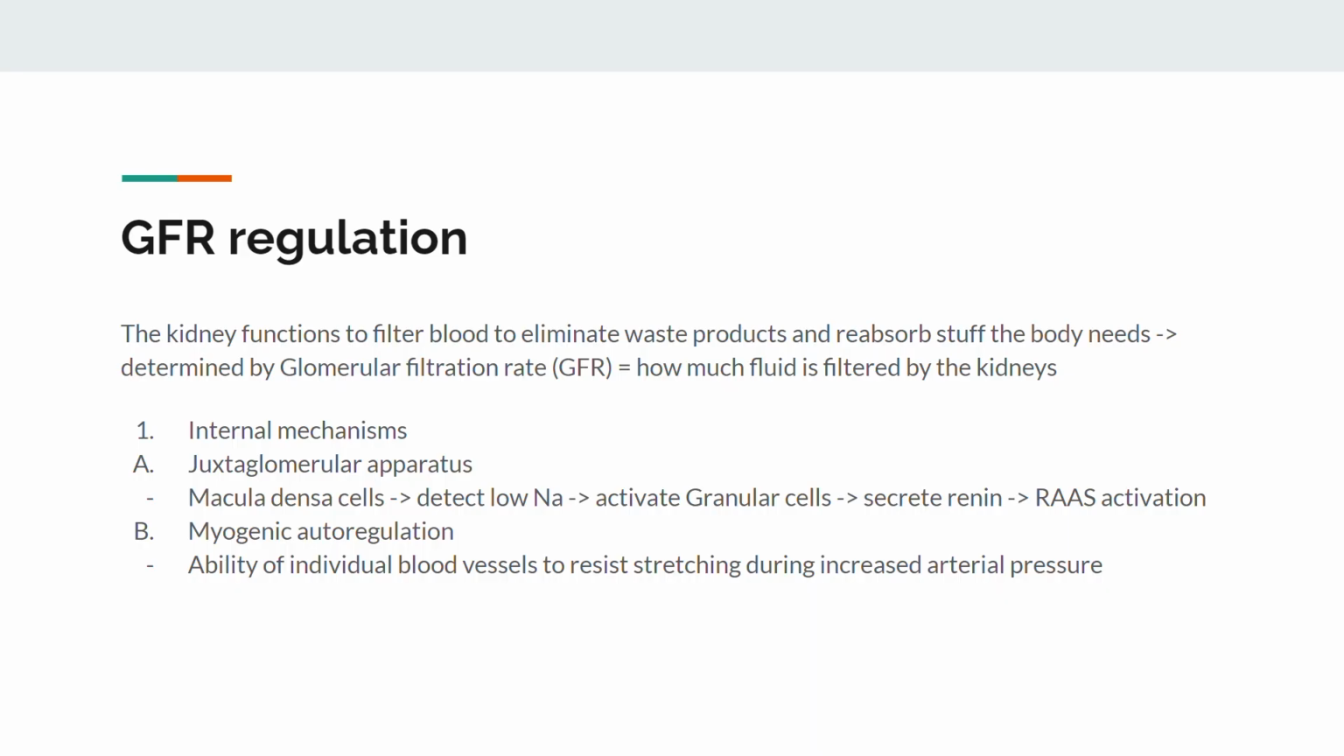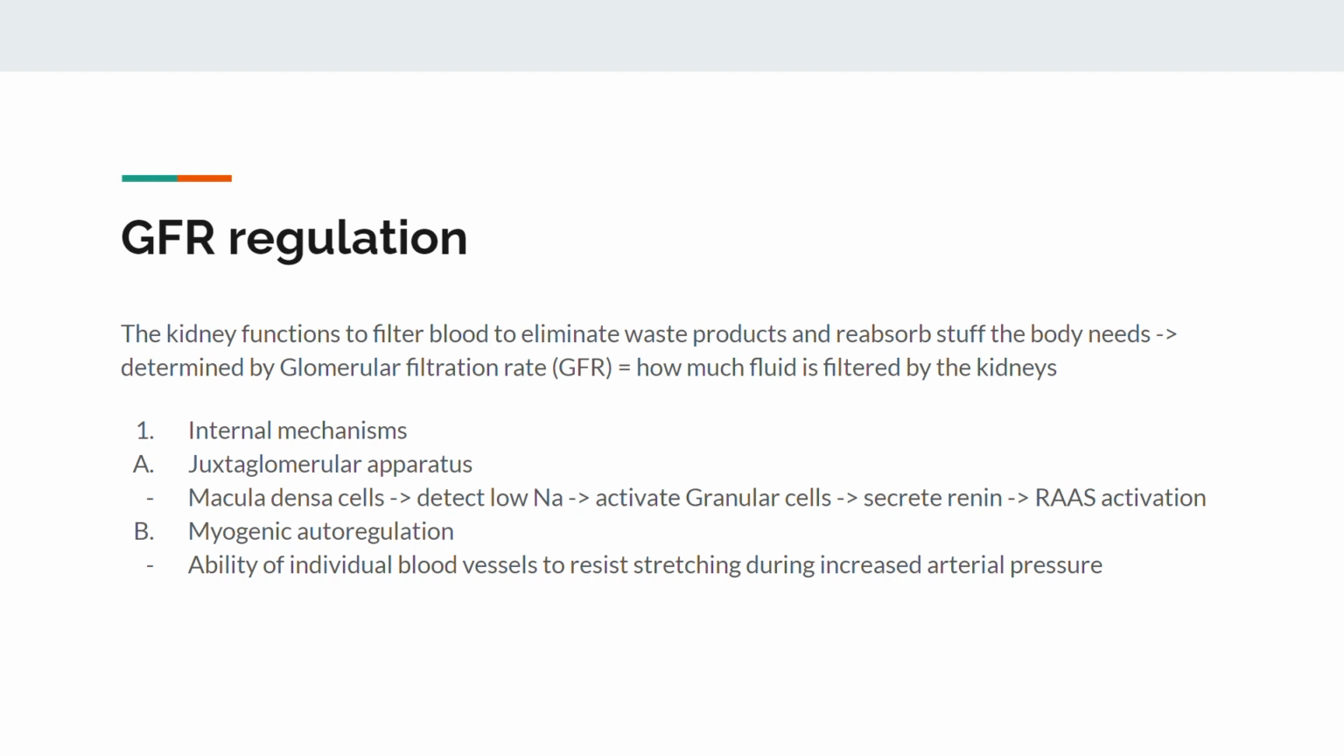So we're going to start with probably the most important thing for you guys to know, which is GFR regulation and how this occurs. So one of the major functions of the kidneys is to filter the blood, right? And it's to eliminate waste product and reabsorb all the stuff the body needs. And this is determined by GFR, your glomerular filtration rate. It's how much fluid is filtered by the kidneys essentially. And obviously if there's a reduction in GFR, this is going to cause a buildup of all the waste products within the body, and this is not good.